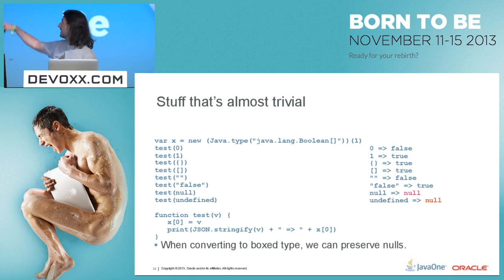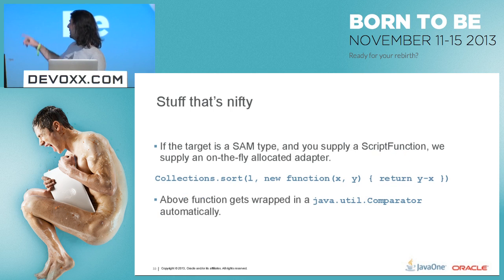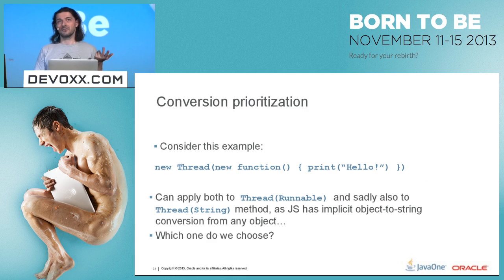Now, if I change this a little bit and I'm using a capital B Boolean, then the only difference is that in that hideous magenta color there, null actually gets converted to null and undefined gets converted also to null. That's because the capital B Boolean actually has 3 values, right? People don't think about it, but it does. It has the value for true, it has a value of false, and any reference type can actually have the value of null. So when converting to box types, we actually preserve nulls.